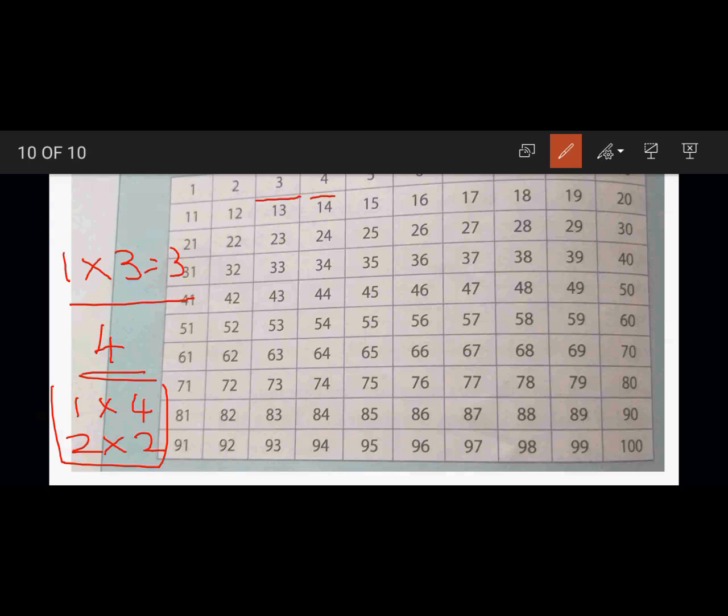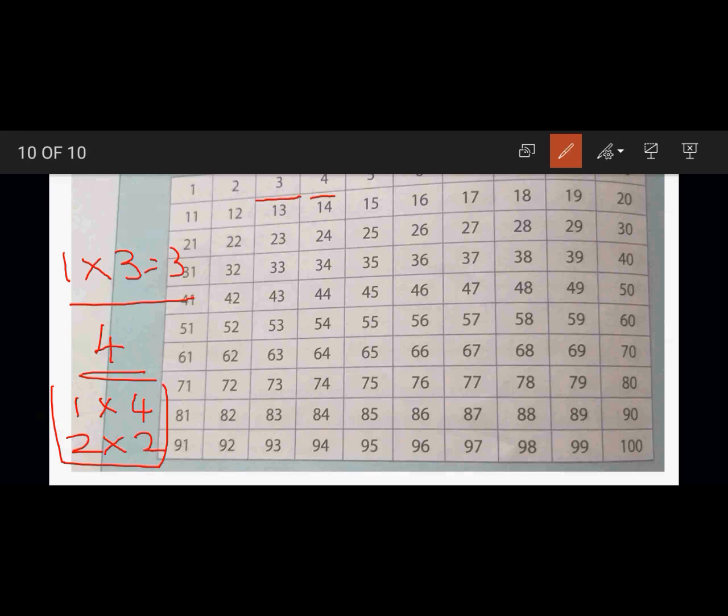So what are the numbers? 1, 2 and 4 are the factors for the number 4. Ma'am, it is a composite number. Very good. Why is it a composite number? Because it has more than 2 factors. Excellent. Excellent answer.